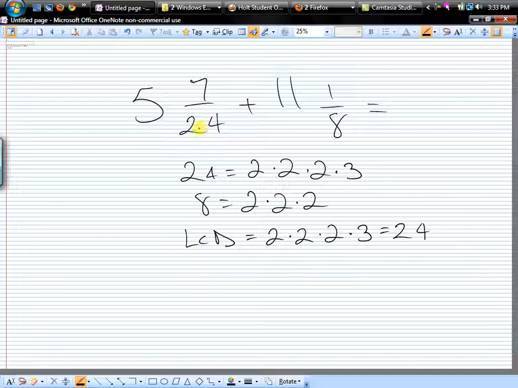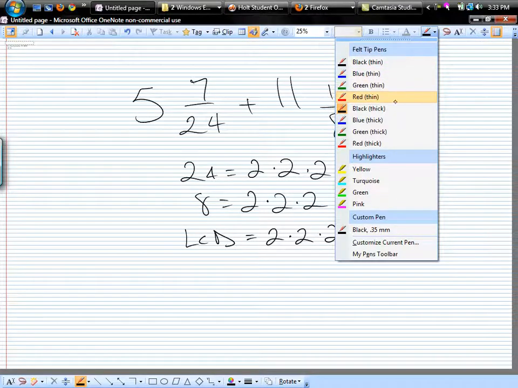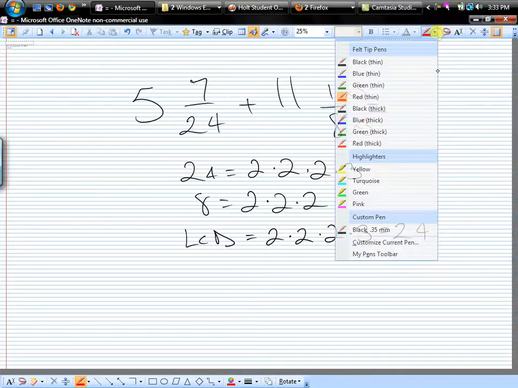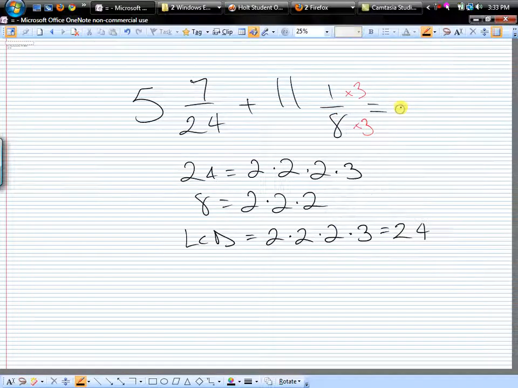Now, if you could see that 24 and 8 both go into 24 evenly, and you can do this mentally, there's no need to do this step. But if you couldn't see that, or you're not sure, always do the prime factorization to find the least common denominator. Since our least common denominator is 24, we don't need to do anything to 5 and 7/24. However, we need to multiply 1/8 by 3/3 to get our denominators to be the same.